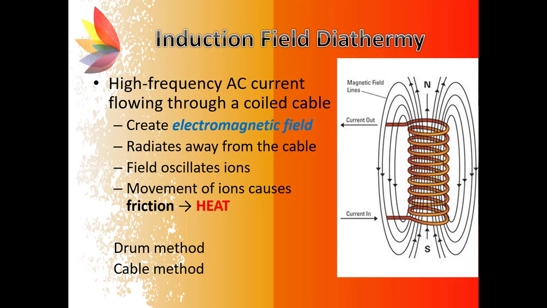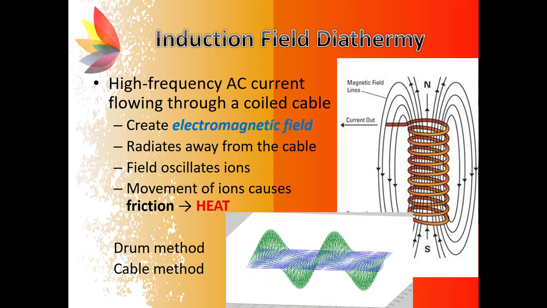Let's start with induction field shortwave diathermy. Induction field diathermy is also sometimes called magnetic field diathermy. Induction field diathermy is a high-frequency alternating current that flows through a coil that creates an electromagnetic field which radiates away from the cable. The induction field method places the patient in the electromagnetic field produced by the equipment. The patient's tissues are in the electromagnetic field but are not an actual part of the circuit.